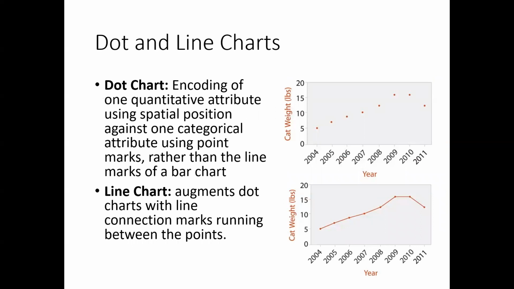Another way of encoding tabular data is dot and line charts. Dot charts encode one quantitative attribute using spatial position against another one using point marks, rather than lines as in the bar chart. The line chart, we typically can do the same thing, but we show connections between the points. If you have discrete items, you want to go with dots.